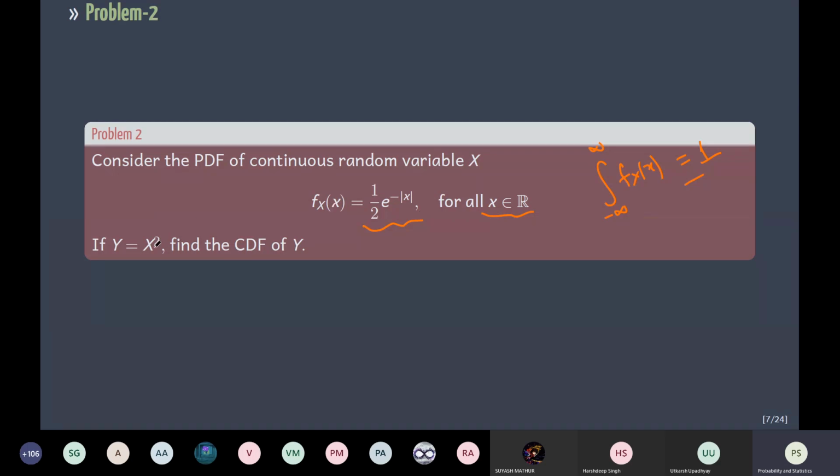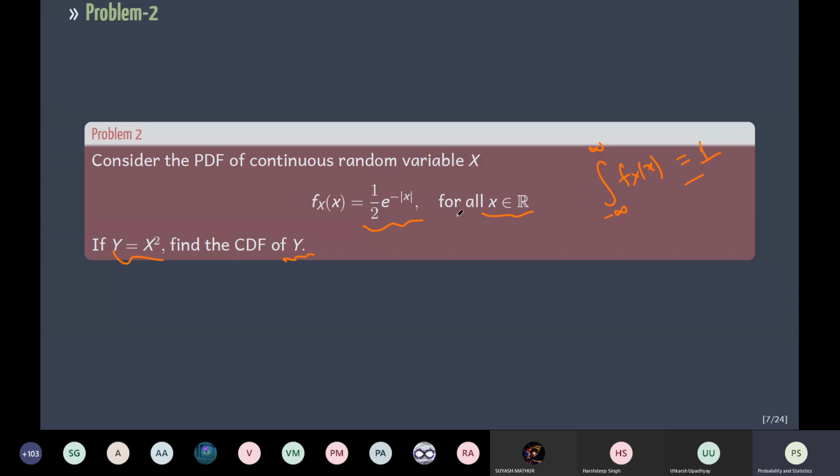If y is x squared, then find the CDF of y. So we are told to find the CDF of y, which is a function of x. We observe that the range of y is 0 to infinity, because y is x squared and the range of x is -infinity to infinity.